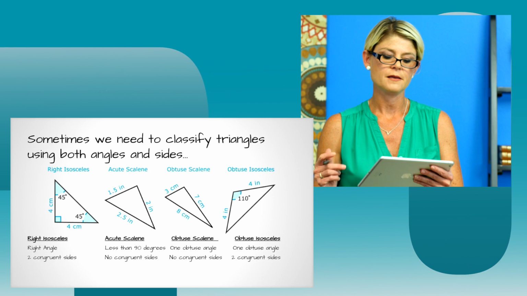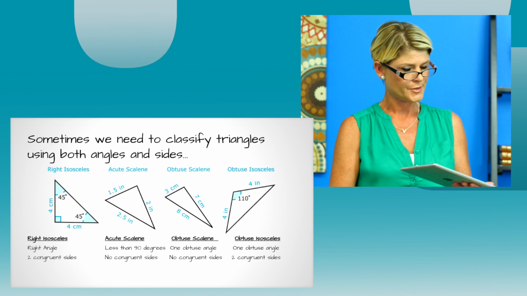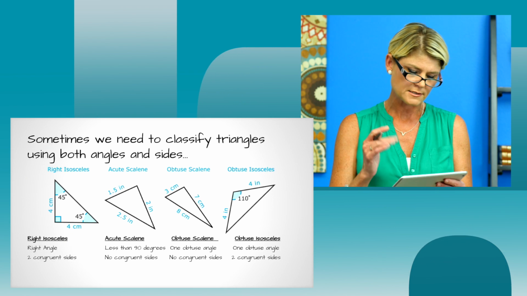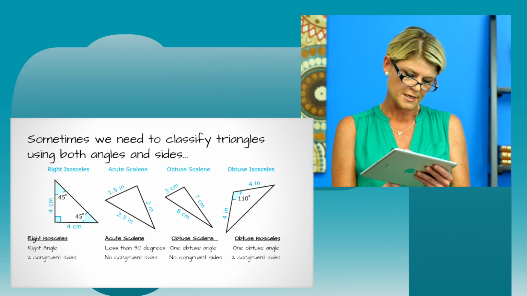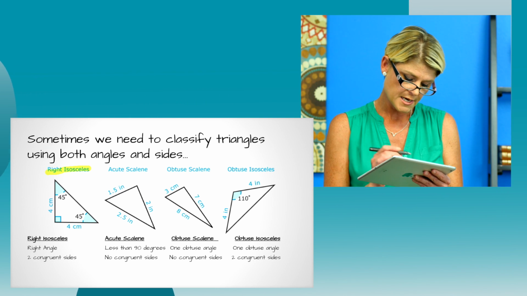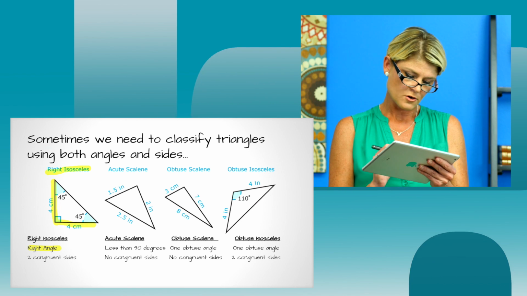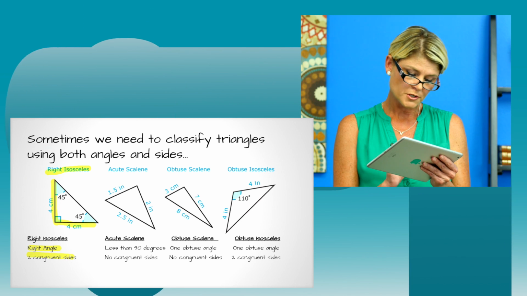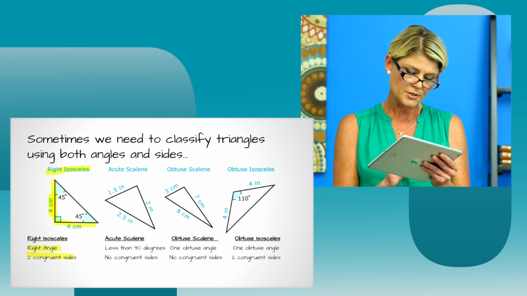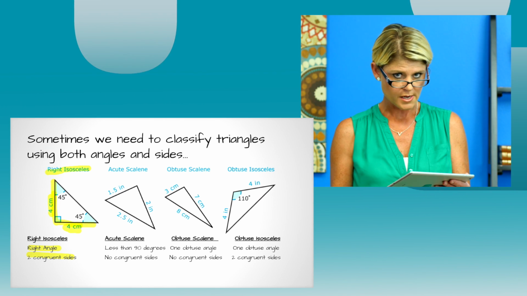All right, now sometimes you're going to need to classify triangles using both their angles and their sides. Let's practice some of these. This first one is what we would call a right isosceles because see the right angle here? There's your right angle, but it also has 2 congruent sides, 4 centimeters and 4 centimeters. So it's a right isosceles triangle.